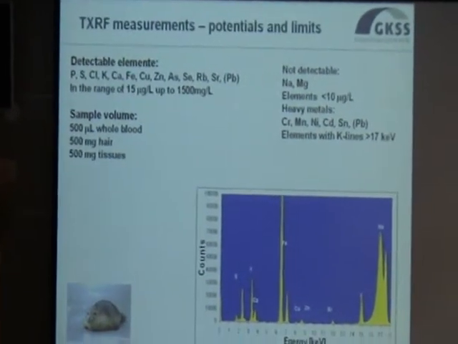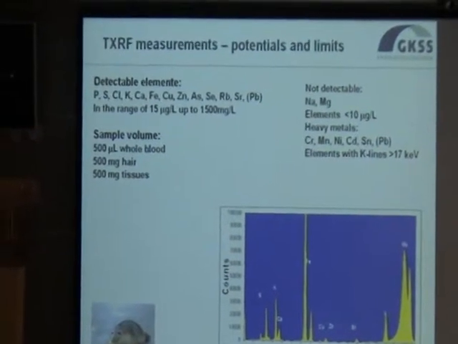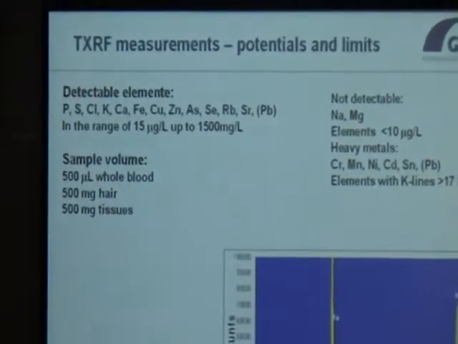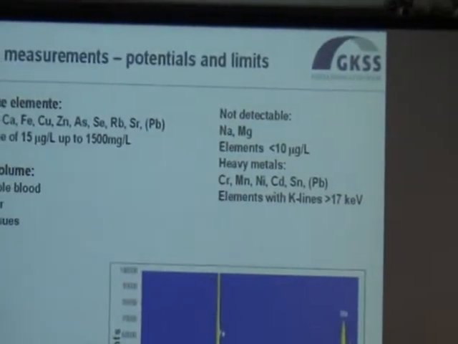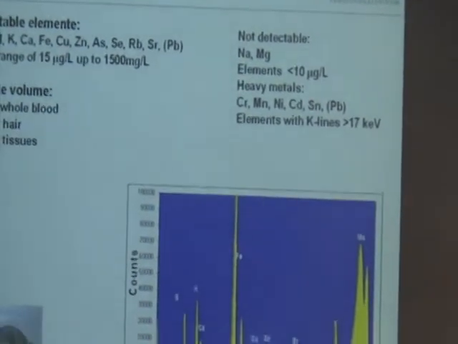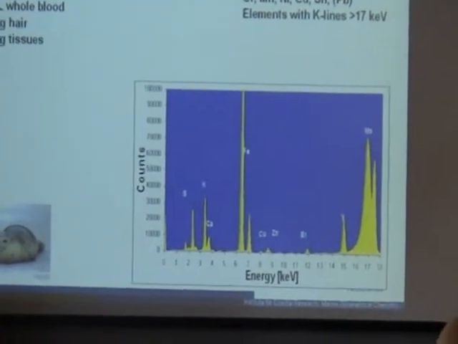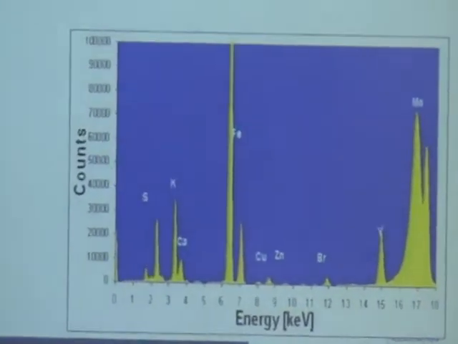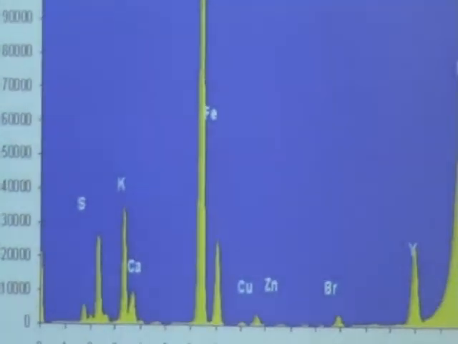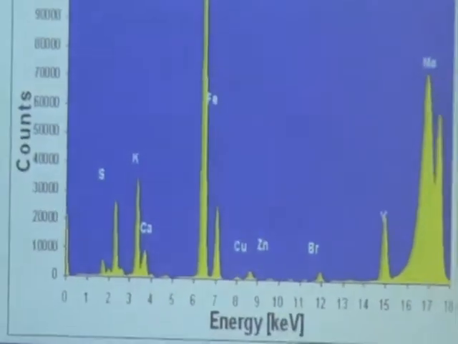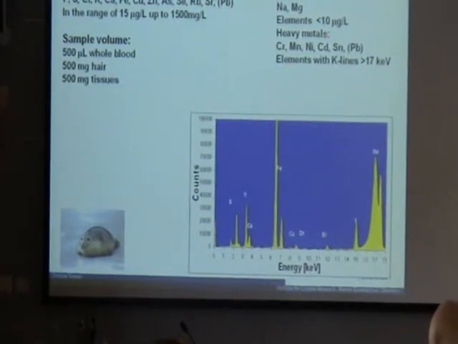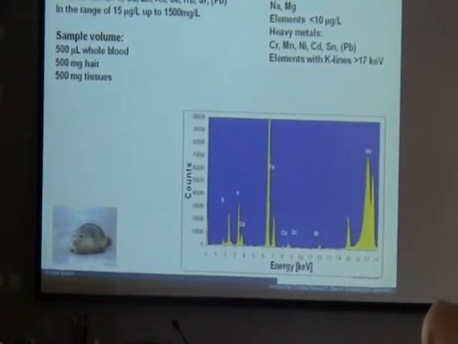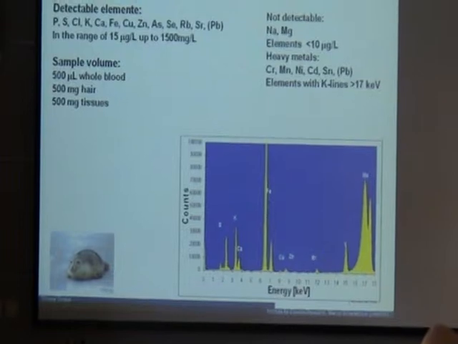The lead we could measure in human blood because the levels are very high, but for most of the mammals, the marine mammals we measured, they had lead levels beneath our detection limits. And here you can see the sample volume for these kinds of samples. Of course, we could not measure these two elements and all elements beneath 10 microgram per liter.